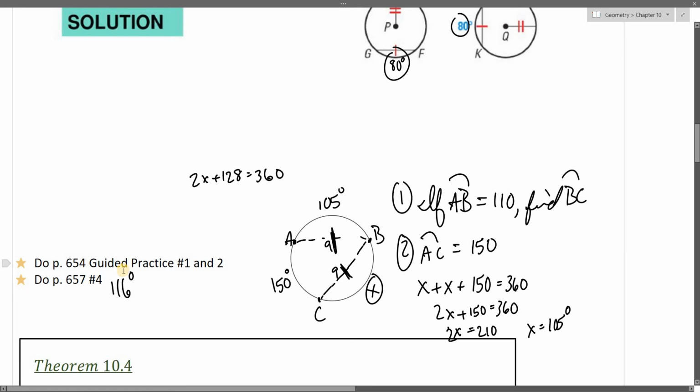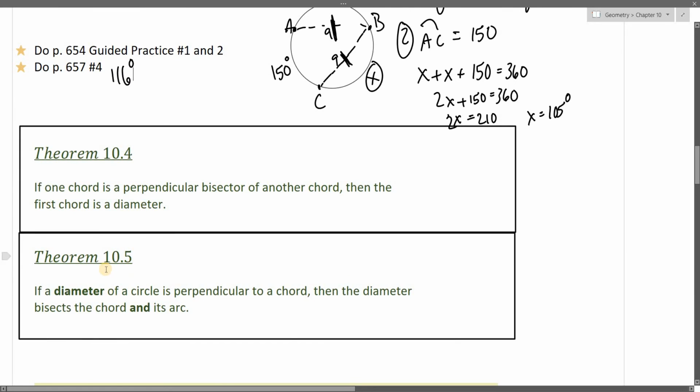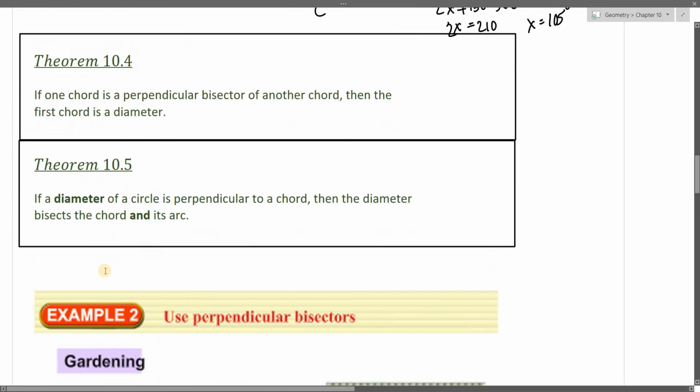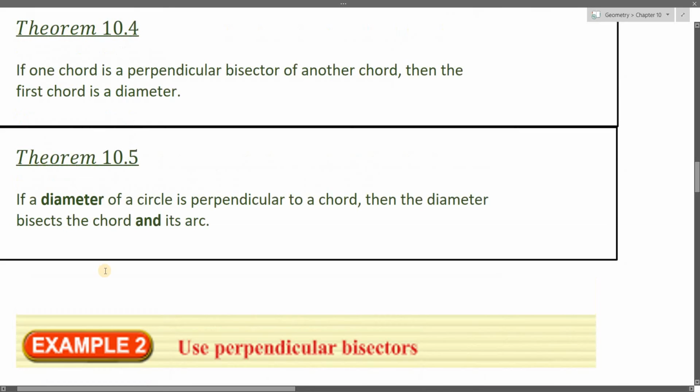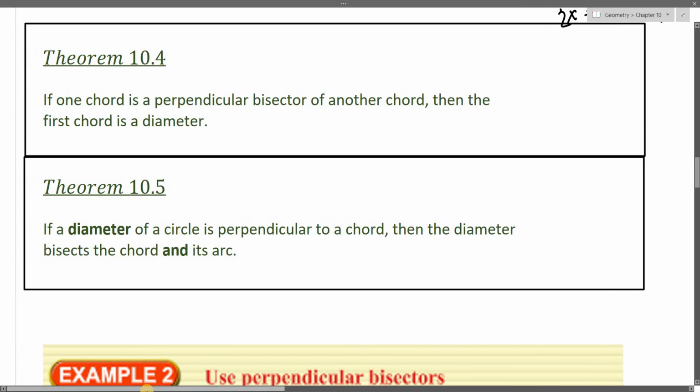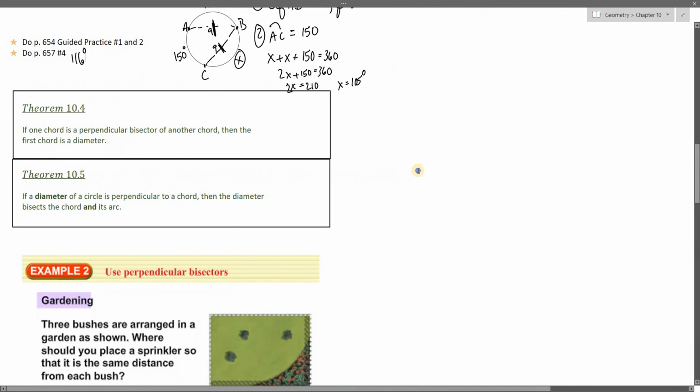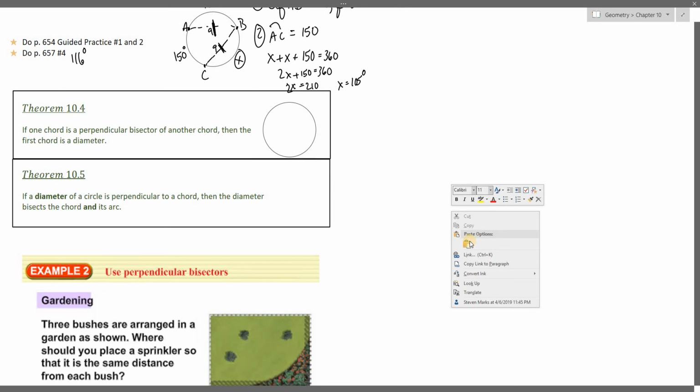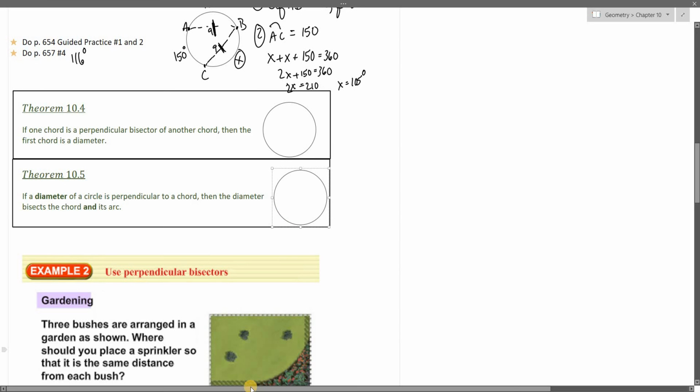All right. Theorem 10.4 and 10.5. Let's look at those. Let's zoom this in a little bit. All right, here they are. Theorem 10.4, 10.5. We're on page 655. If one chord is a perpendicular bisector of another chord, then the first chord is a diameter. Let me come out of this a bit, and let's pull my circle in here so I can work with it, and let's go ahead and get another one for the second problem.